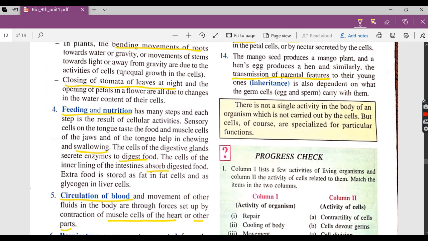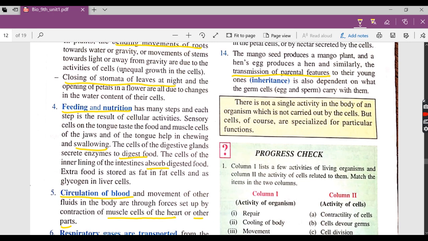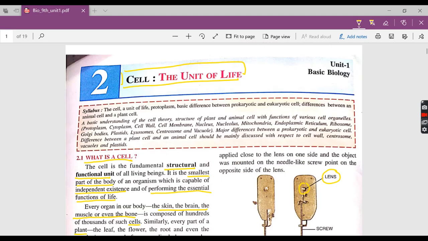They are all a product of cellular activity. And while all living organisms perform activities with the help of cells, those cells are specialized for particular functions. Salient points of this chapter.